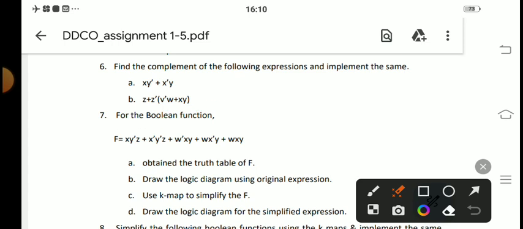Next, for the Boolean function, they have given this Boolean function. Here I have typed it as obtained. Sorry for this mistake.